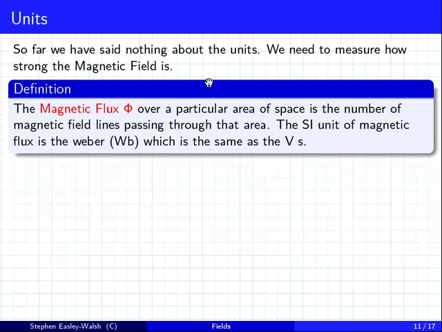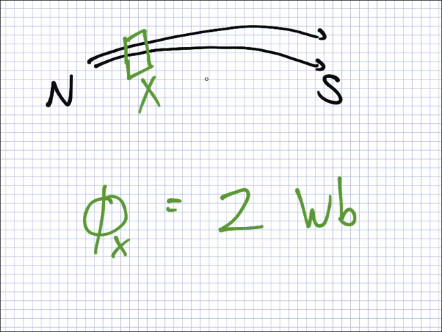So, one small problem with this definition is that it depends on how big the area is. For example, if I was to look at this piece here, let's just call it Y, what would be the magnetic flux at Y? 1 Weber. So we don't really like this definition because it depends on the size of the area. So what could we do to make this a bit more sensible?